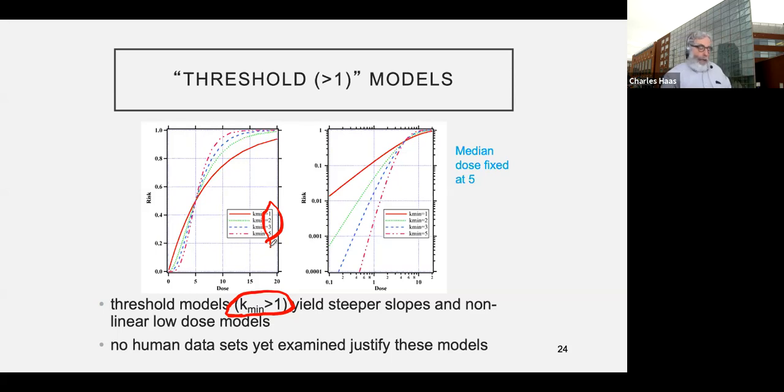And finally, on a log-log curve, the slope at low dose is steeper than 1-to-1. In fact, the slope is equal to K-min. So if I require 2 organisms, the slope is 2-to-1 on a log-log curve, 3-to-1, 5-to-1, and so forth. Although nowhere, again, is the risk precisely equal to 0. But for this K-min greater than 1 set of models, the risk drops off more steeply at low dose than for exponential.